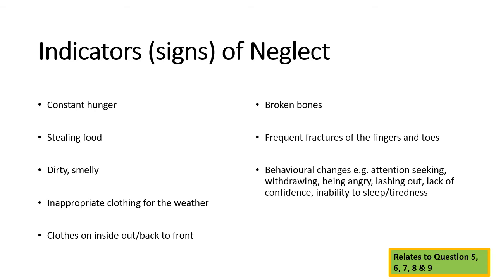Clothes on inside out or back to front. They may have broken bones, frequent fractures of the fingers and toes, and behavioural changes. And you will have noticed this is the third slide. We've looked at 3 different types of abuse, and actually behavioural changes is on each slide because we need to know, we're not the experts in this field. We need to have an idea of what the signs are, and it could be similar signs for the different types of abuse. So behavioural changes, so attention seeking, withdrawing, being angry, lashing out, lack of confidence, and the inability to sleep and tiredness.